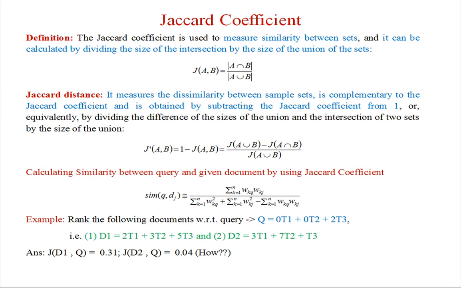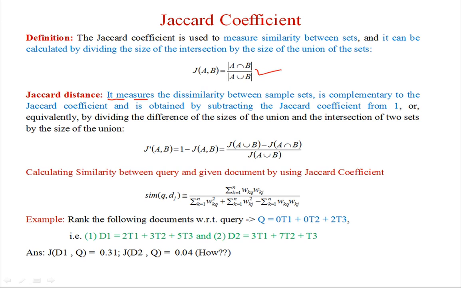Now another similarity measure is the Jaccard coefficient. The Jaccard coefficient is used to measure the similarity between sets, and it can be calculated by dividing the size of the intersection by the size of the union of the sets. It is very simple. Now the other thing is Jaccard distance. Jaccard distance is just 1 minus the Jaccard coefficient. Actually, the value of the Jaccard coefficient ranges from 0 to 1.